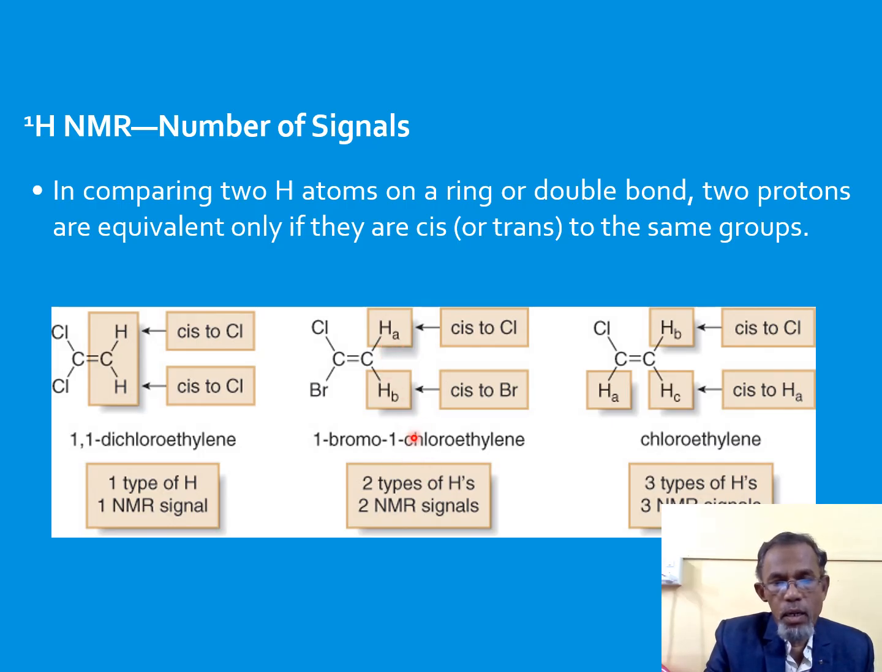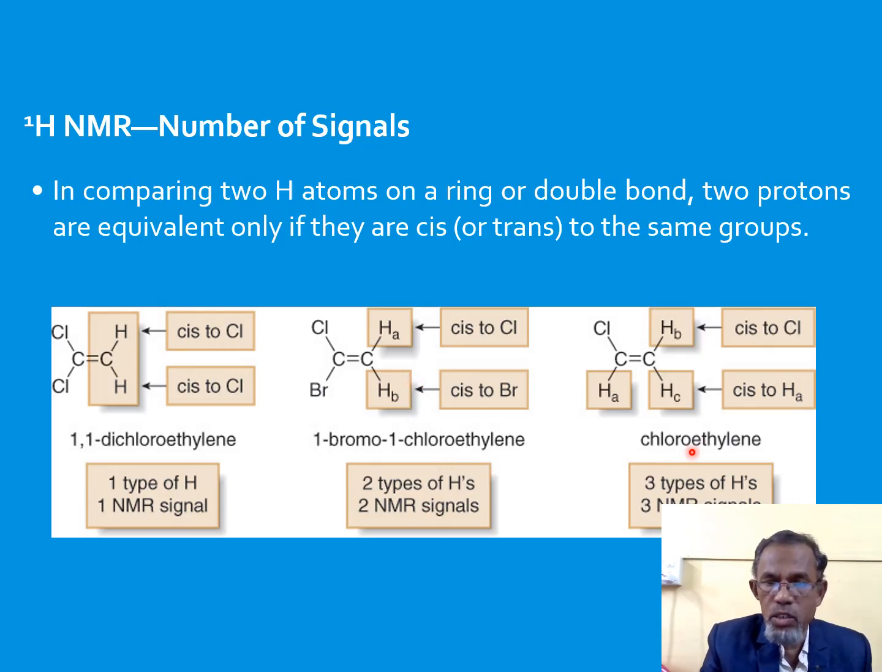Similarly, now if you go for this molecule, the 1-bromo-1-chloroethylene. No doubt, both protons are cis with respect to the halogens attached to the carbon atom of the double bond, but the types of halogens present are different compared with the first structure. Thereby, the environment of this Ha proton and the environment of this Hb proton is different. Since they are different, we can consider that there are two types of protons present in this 1-bromo-1-chloroethylene. Since two protons, we get two NMR signals.